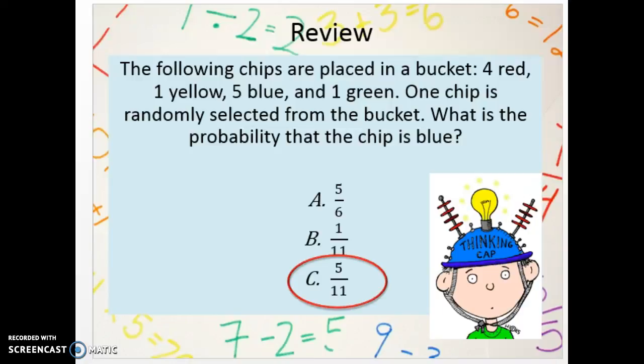The probability that this chip is blue is 5 over 11. We solve this by taking our total possible outcomes, or adding all of them up. 4 plus 1 plus 5 plus 1 is 11. There's 11 possible chips we could pick. Then we take our favorable outcome, in this case, the blue chips. There are 5 blue chips, so our probability of getting a blue chip is 5 out of 11.